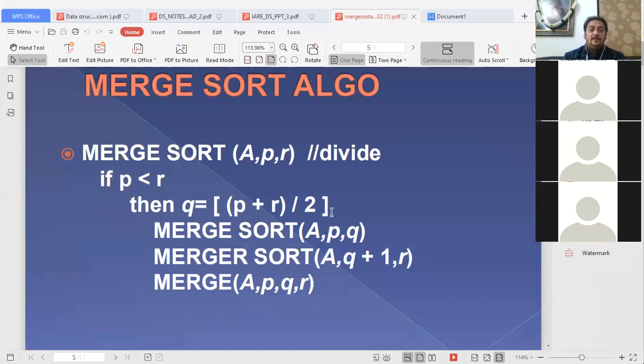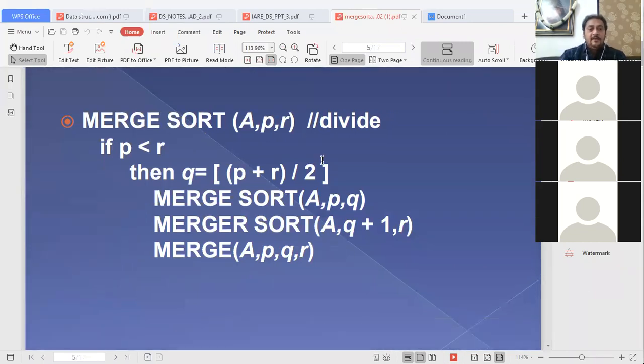So A, P, R. If P is less than R, then Q equals (P plus R) by 2. So while dividing, P and R are the beginning point and the end point, the two different points pointing to the first position and the last position of the unsorted array. We are making it into two parts.